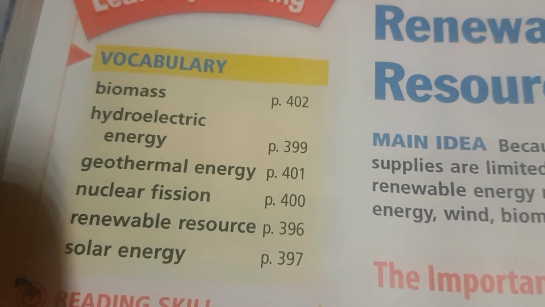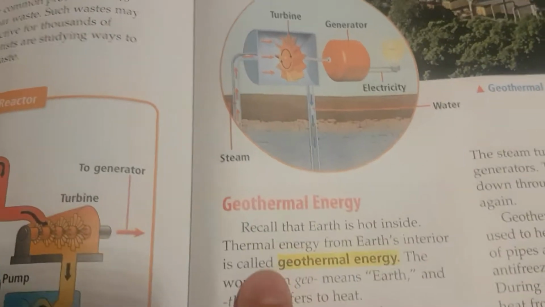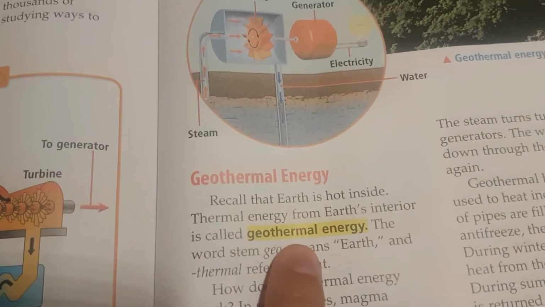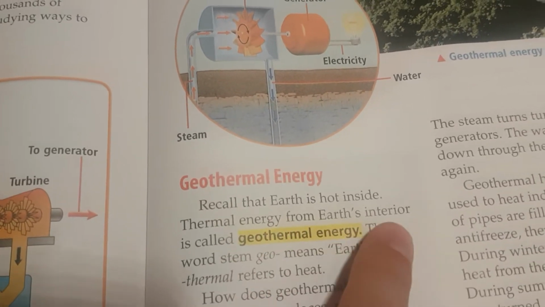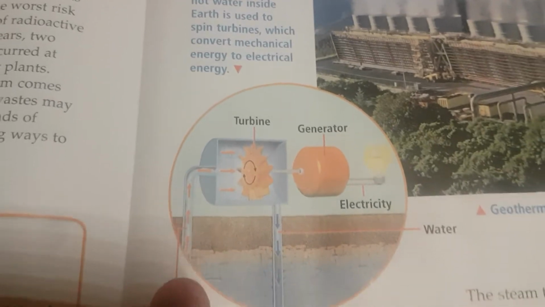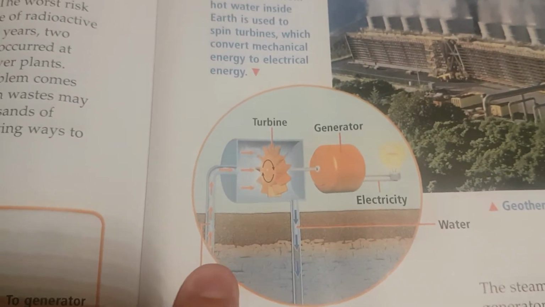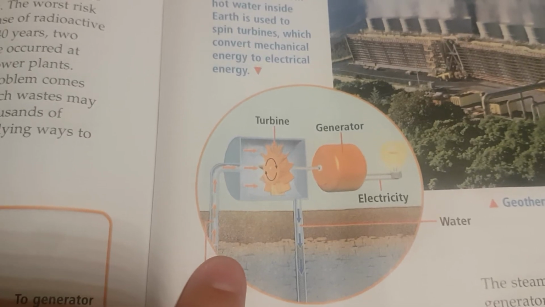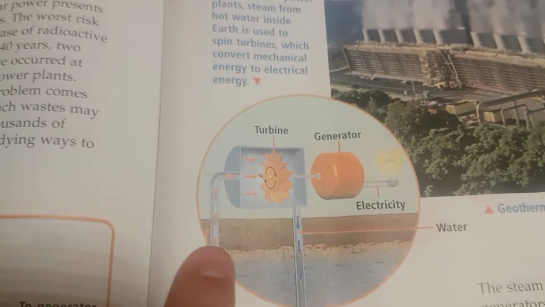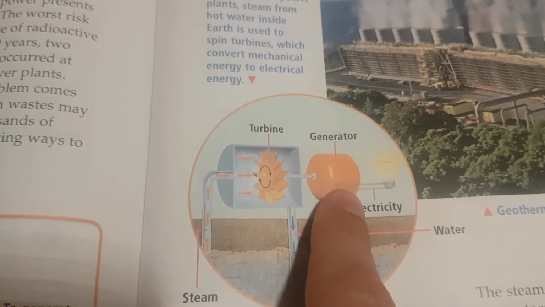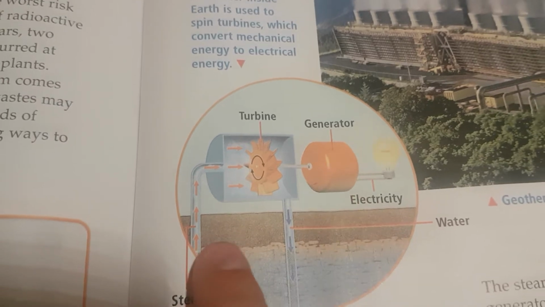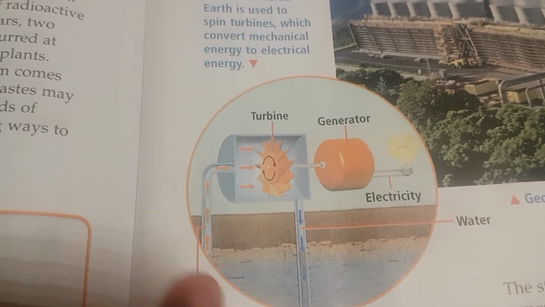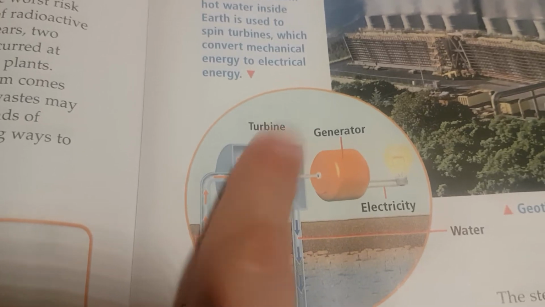Geothermal energy, page 401. Okay, let's go to 401. Recall the Earth is hot inside. Thermal energy from Earth's interior is called geothermal energy. So geothermal energy, energy from Earth's interior. And then here's an example of what happens. You use steam originating from inside the Earth because of plumes of magma, and that steam spins a turbine to generate electricity. Remember in previous chapters, you could use things like coal or natural gas to boil water to create steam. Well, in this case, the steam is just coming straight out of the Earth.